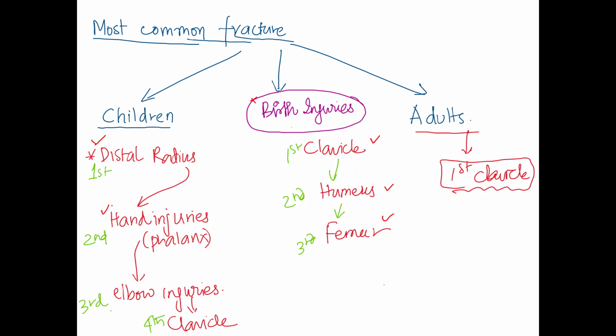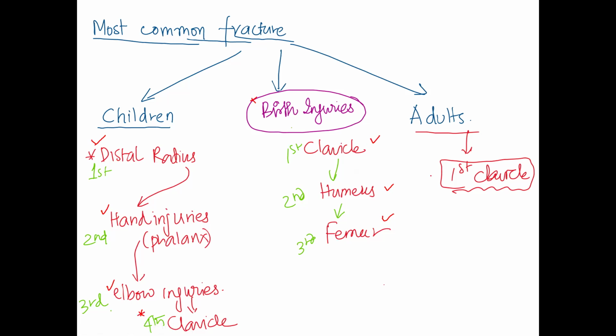Then hand injury. In your house, or in your family, there will be some child who has caught a finger in the door during childhood. So this is the phalanx fracture. Hand injuries are the second most common injuries in childhood. Then third is elbow. So remember, clavicle is the fourth most common. It's not the most common, it's the fourth common injury in children.